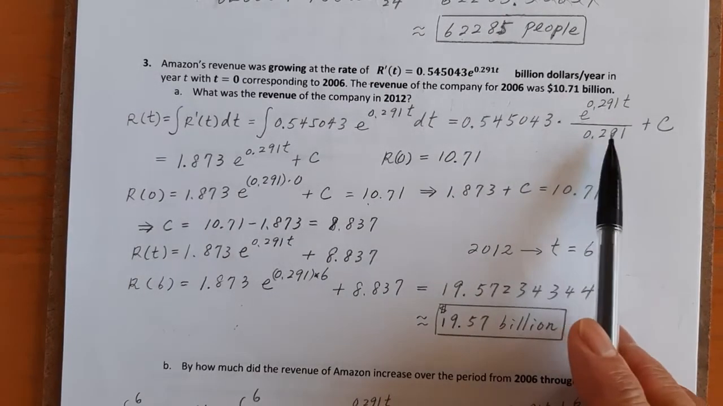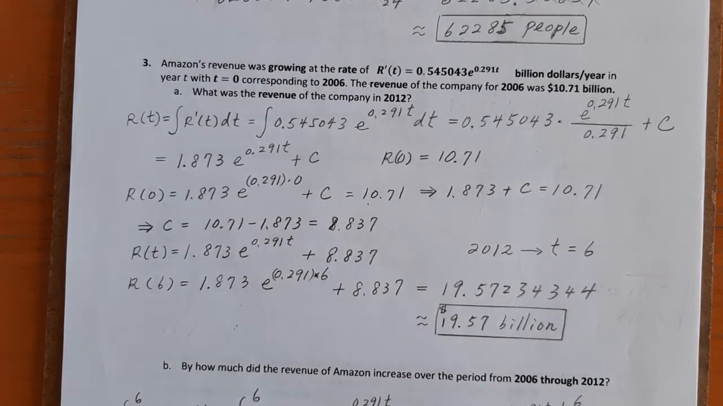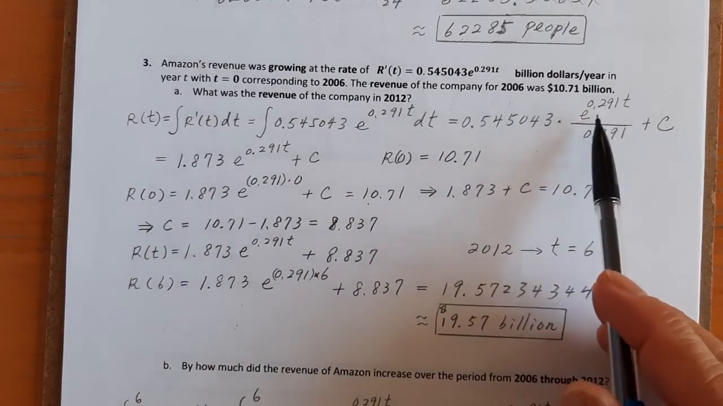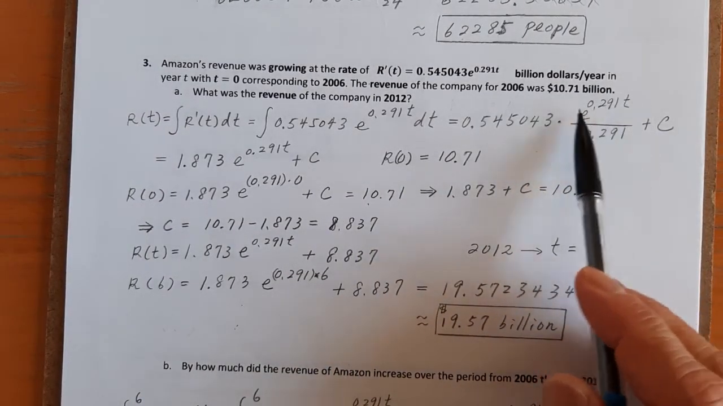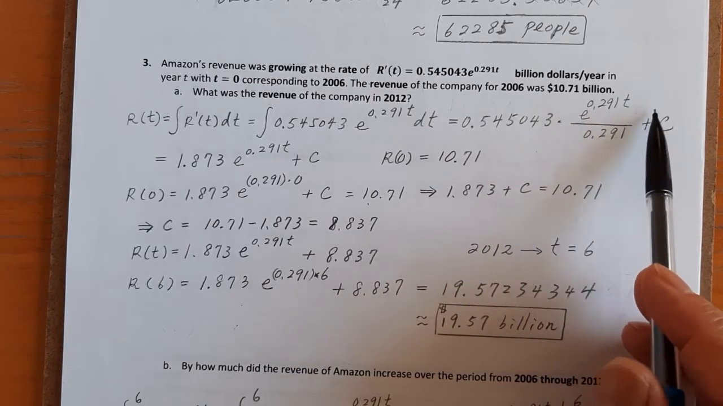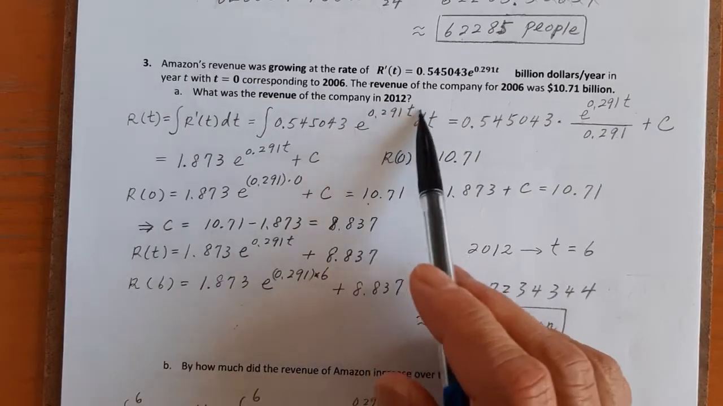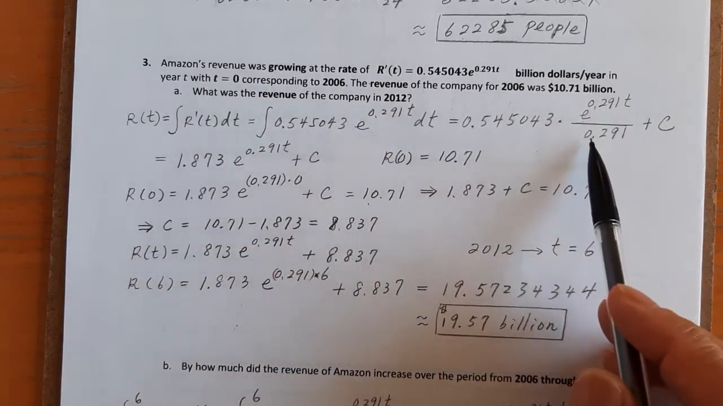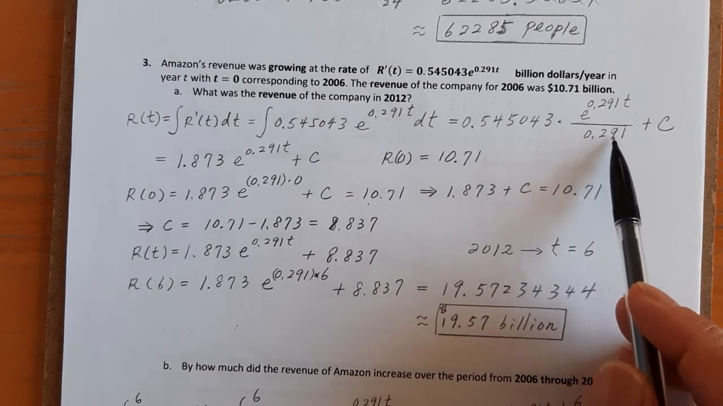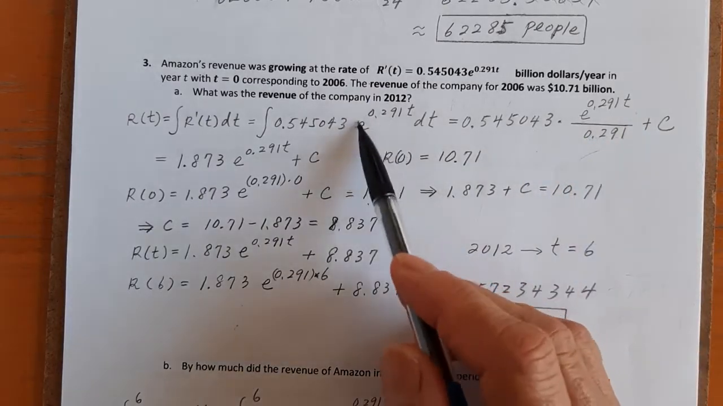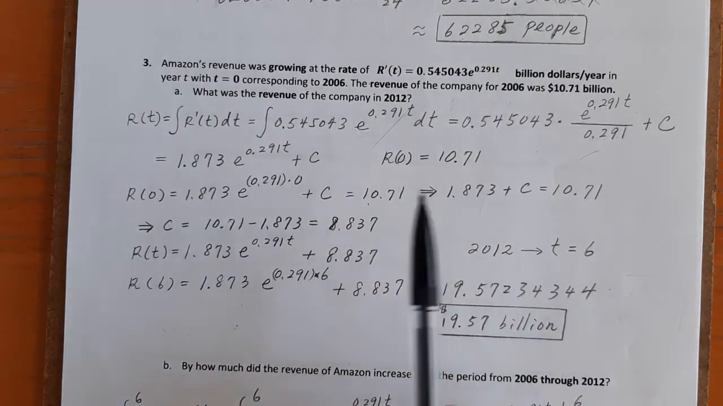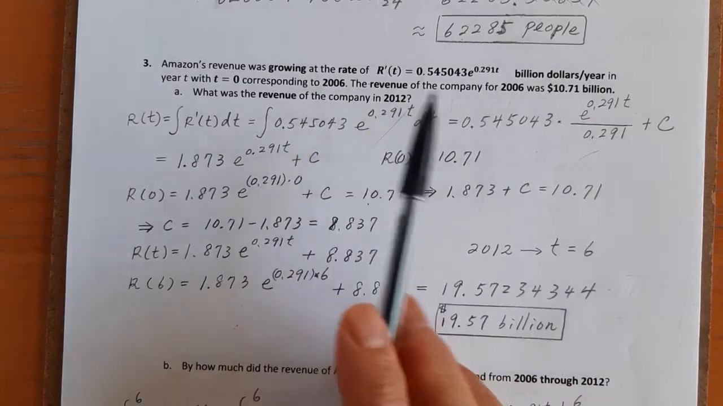You can use u-substitution, but this is a quick way to do it. If you take the derivative of e to the power of this, you need to multiply by 0.291. In order to go back to this e, you have to divide by 0.291, and then they cancel each other. That's a quick way to do it. Otherwise, you use u equal to this, u-substitution.